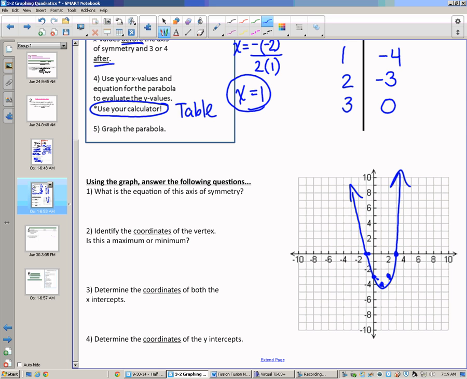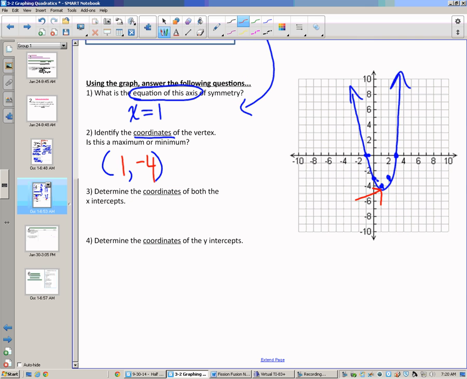Okay, and some questions we can answer similar to what we did last week: what is the equation of the axis of symmetry? So equation means you need an equal sign, and the equation was x equals 1. We found that out from up here. Identify the coordinates of the vertex. So the vertex is that turning point right here. So that was over 1 down 4, so 1, -4.